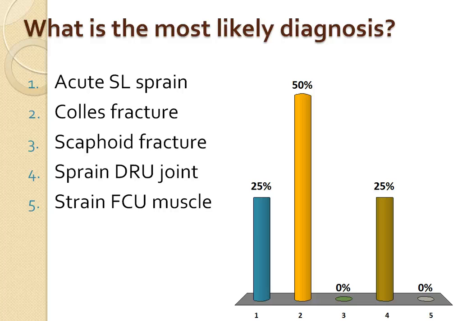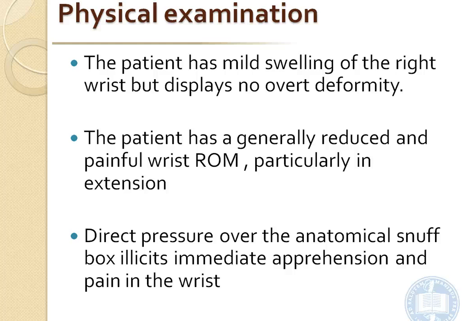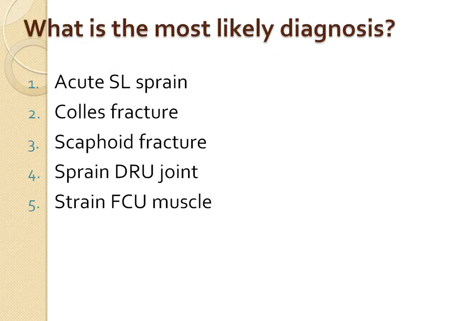What we find is that out of the 4 people, 1 person said it was an acute scapholunate sprain, 2 people said it was a Colles fracture, and 1 person said it was a sprain of the distal radio-ulnar joint. So now we give them the physical exam findings and we repoll the audience. And what we should hopefully have is another set of results.